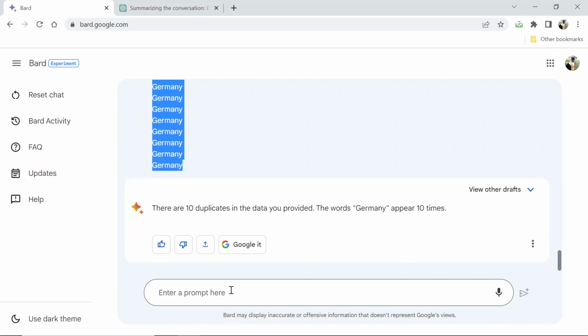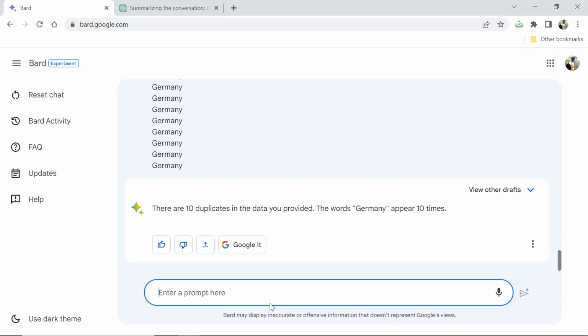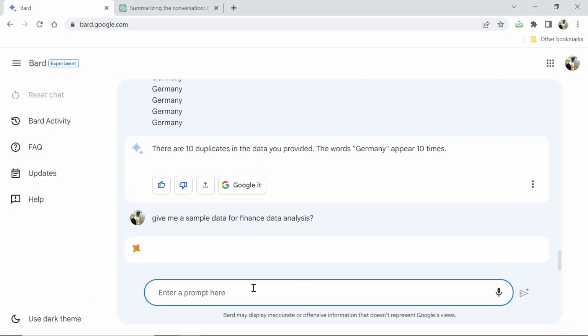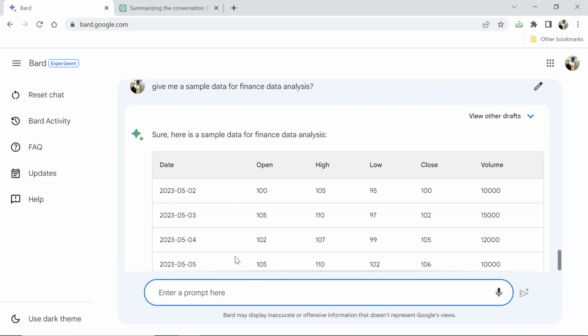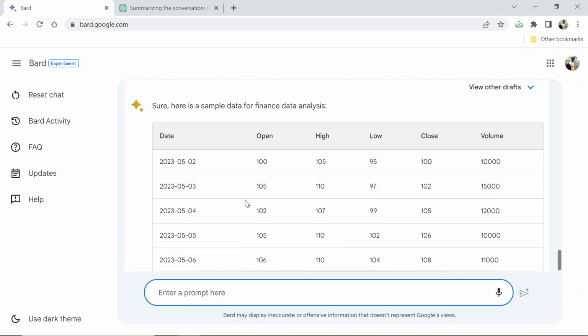I'm going to ask BARD to give me sample data for finance data analysis. I want to see, in case I want a sample data to be used, if it can cope with me and help me to have that sample data.